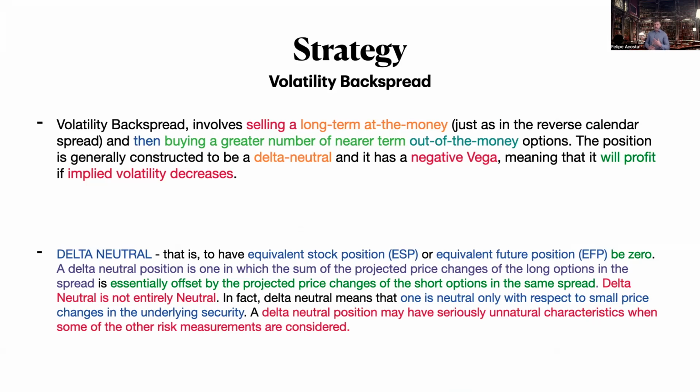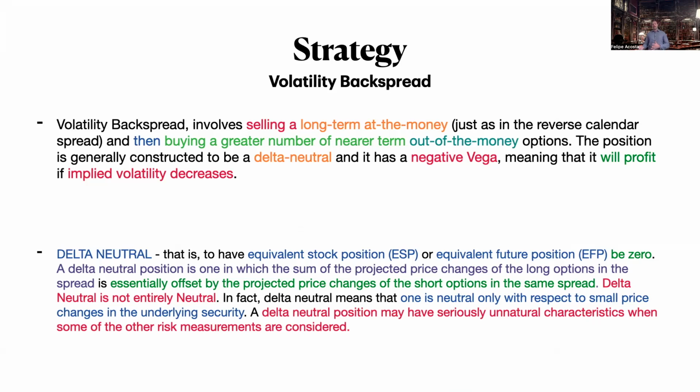Delta neutral is to have an equivalent stock position or equivalent futures position be zero. So it's kind of like you're not bearish or bullish, you're kind of neutral. That's basically what it means. A delta neutral position is one in which the sum of the projected price changes of the long options in the spread is essentially offset by the projected price changes of the short options in the same spread. Delta neutral is not entirely neutral. In fact, delta neutral means that one is neutral only with respect to small price changes in the underlying security.